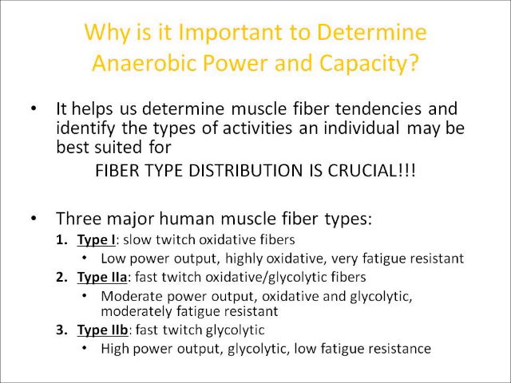Type 1, slow twitch oxidative: lower power output, highly oxidative, very fatigue resistant. Next one is type 2A, fast twitch oxidative glycolytic fibers: moderate power output, oxidative and glycolytic, moderately fatigue resistant. And the third kind is type 2B, fast twitch glycolytic: high power output, glycolytic, and low fatigue resistance.